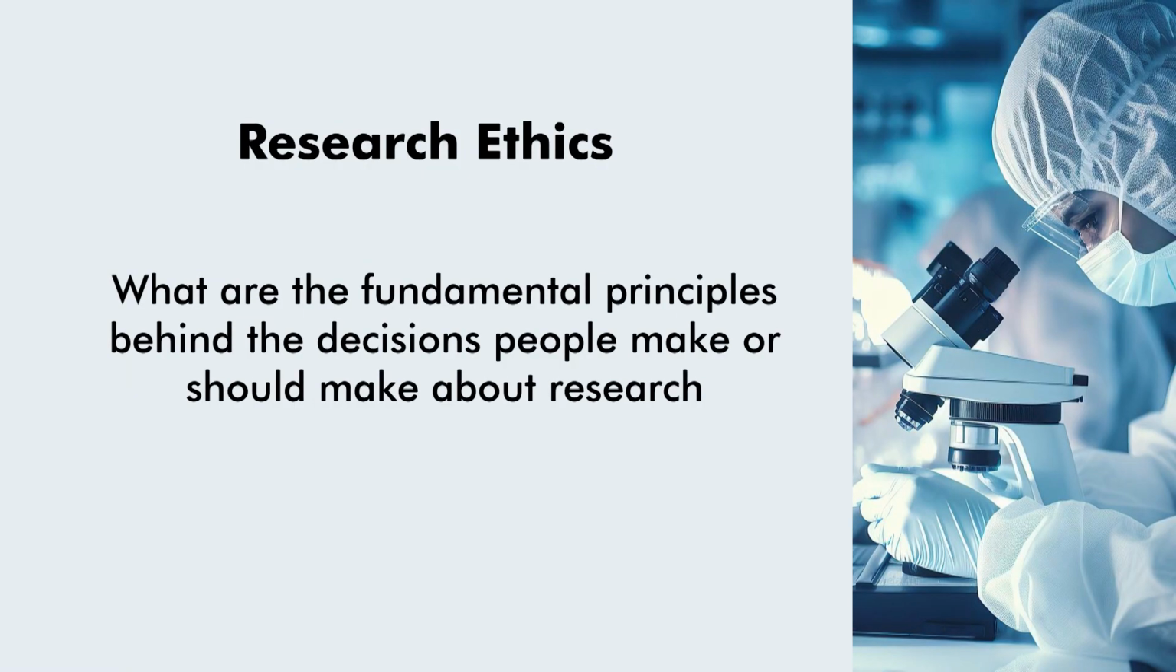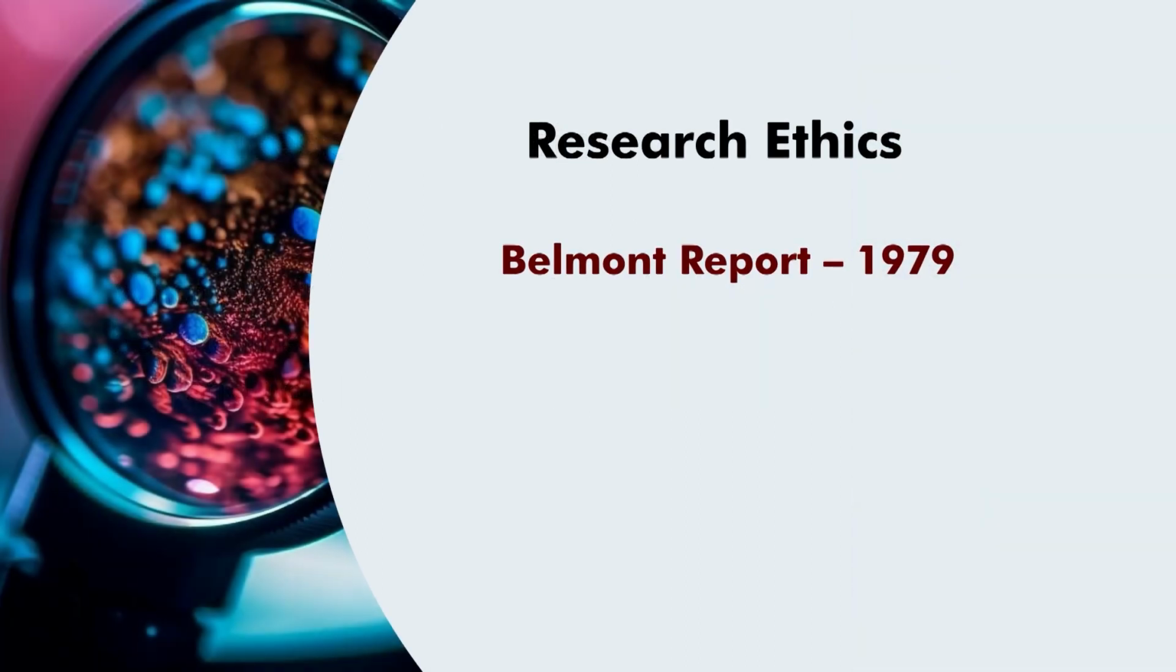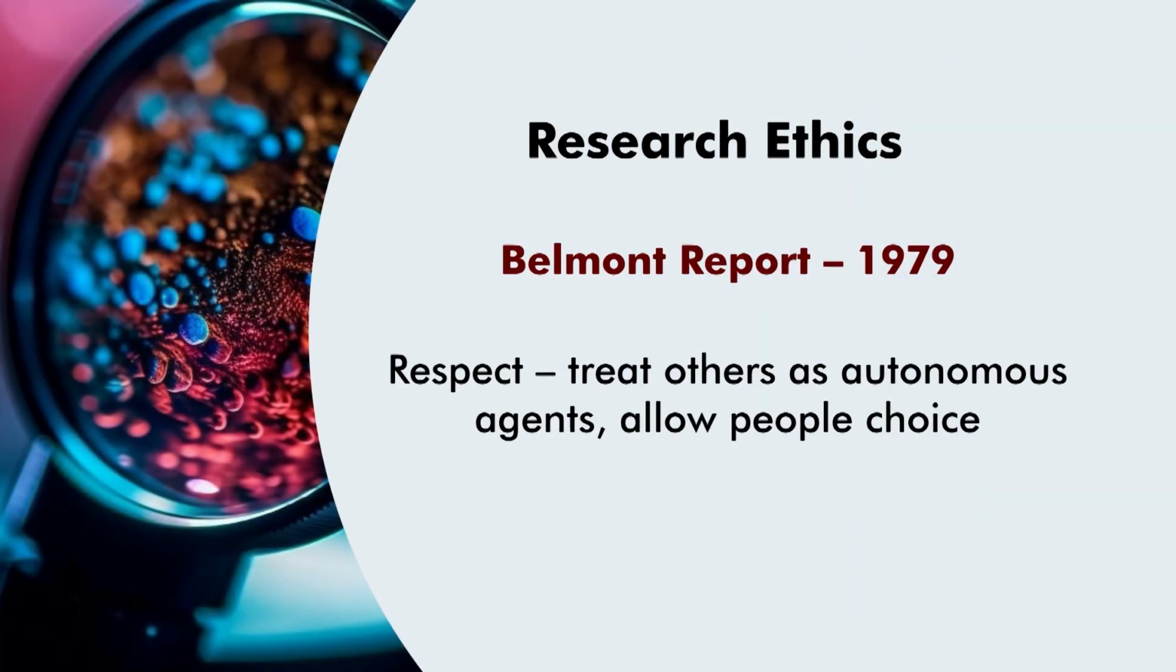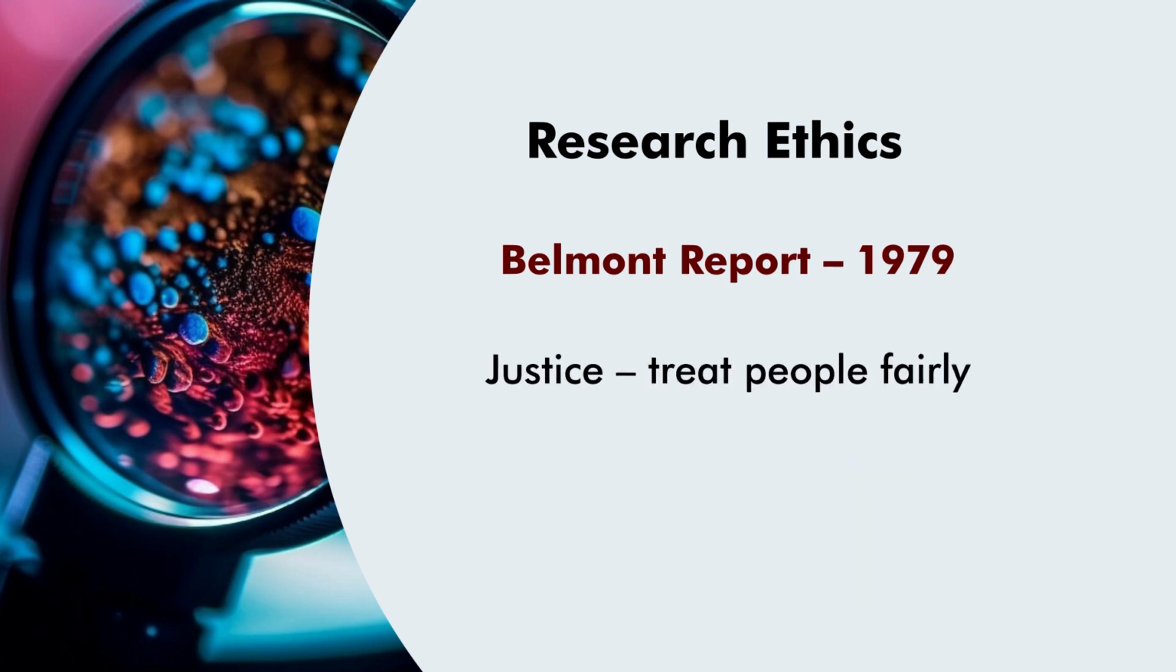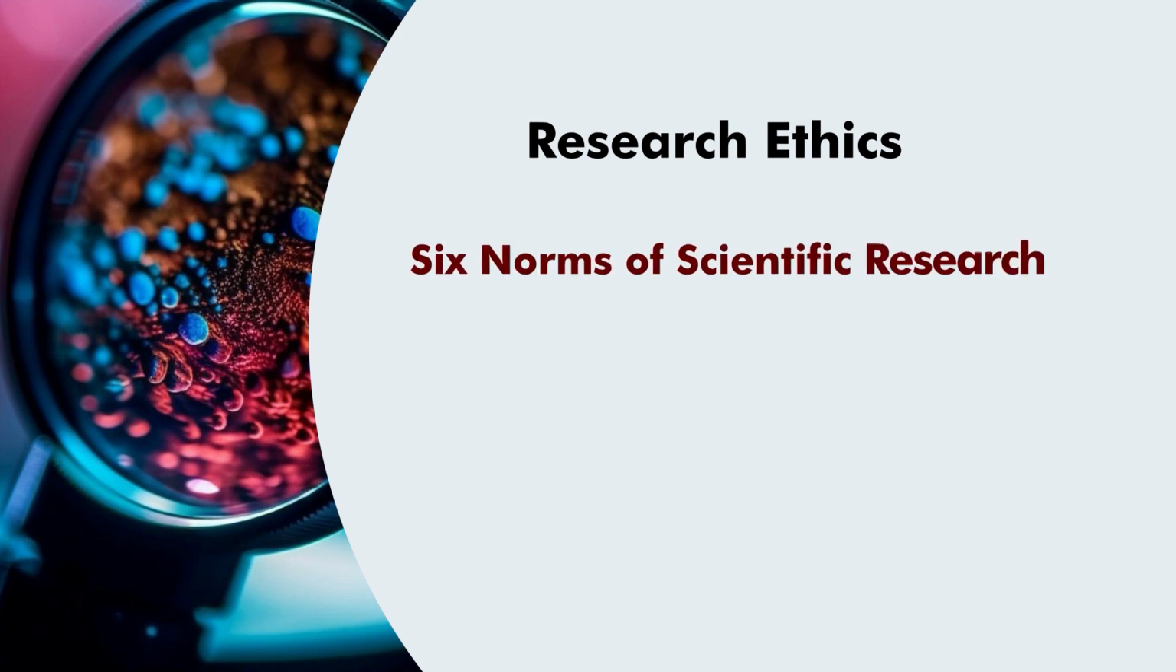They were to review the literature and people's arguments, examine what ethicists say about research, and ask what fundamental principles underlie the decisions people make or should make about research. Belmont Report in 1979. Respect: treat others as autonomous agents, give people choice. Benevolence: acts of kindness that go beyond charity and duty. Various obligations, that is, do not harm, promote good. Justice: treating people fairly. Six standards of scientific research.